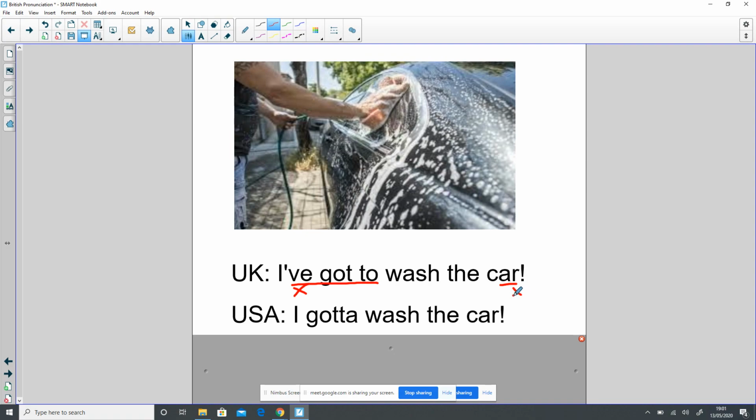Remember after a vowel? In British English, the R is silent. So car. US English, car. I gotta wash the car. Okay, it's different, isn't it?